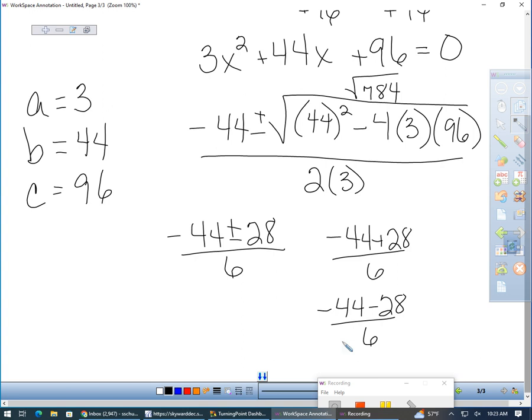So for the first one, it should be negative, right? Because 44 is bigger than 28. Okay? And it should be 8 over 3. Very good. How about this one? Negative 12. All right. So what do you think?